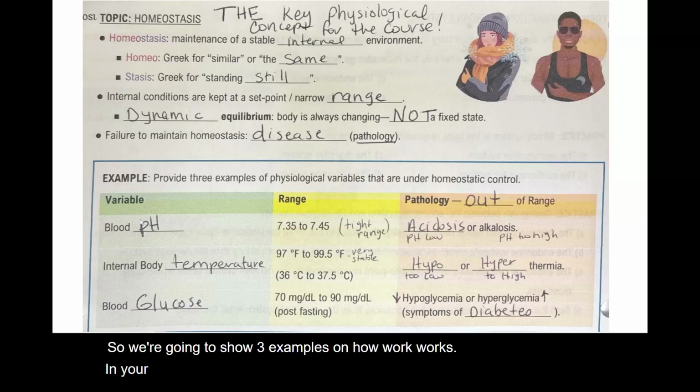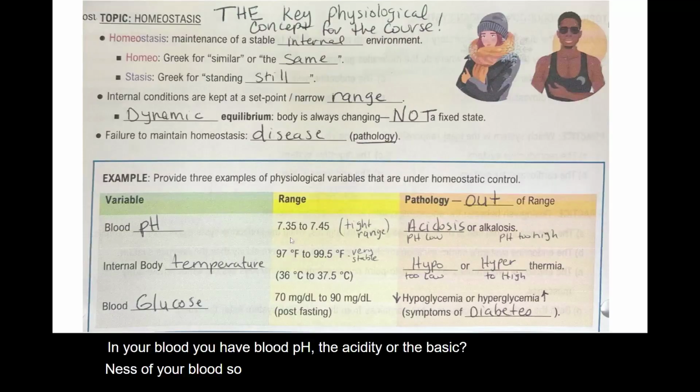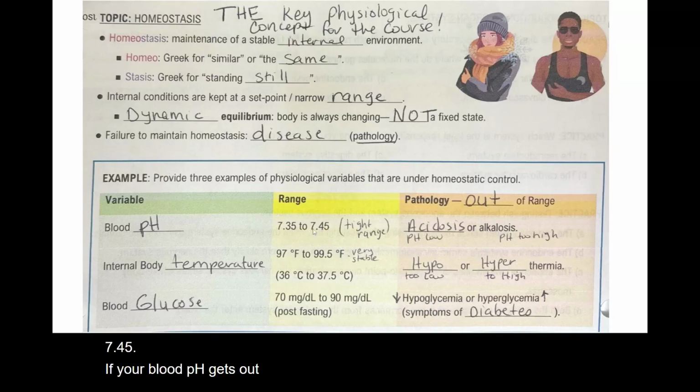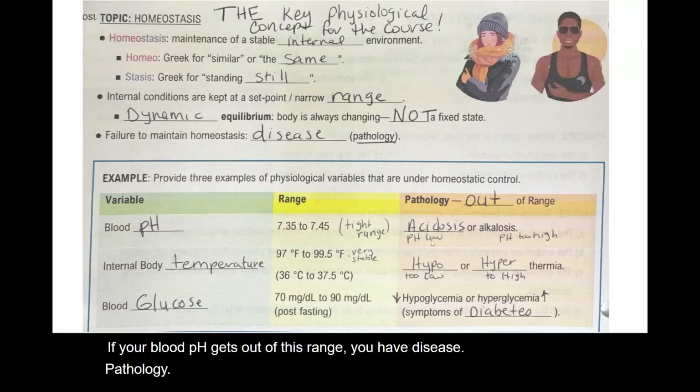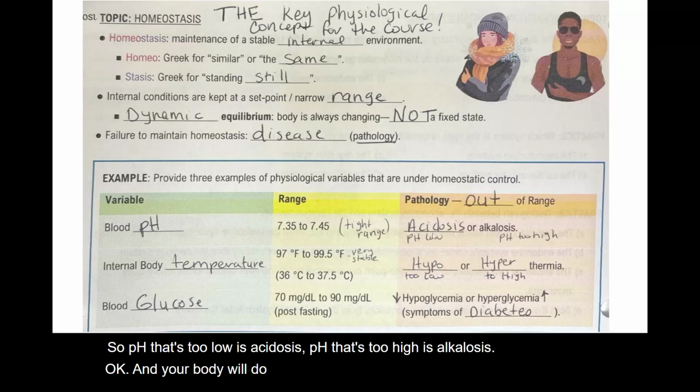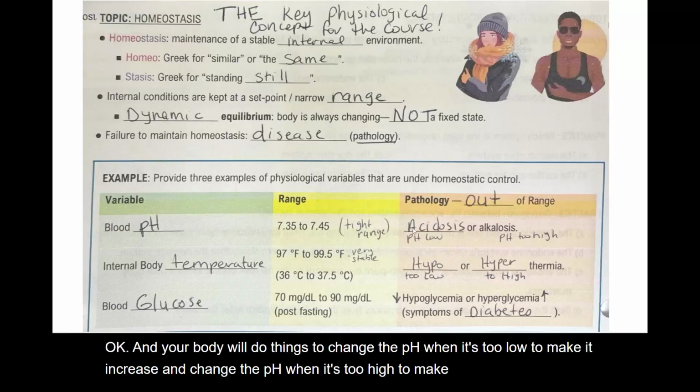In your blood, you have blood pH, the acidity or the basicness of your blood. So the range, which is a very small, tight range, is 7.35 to 7.45. If your blood pH gets out of this range, you have disease, pathology. So pH that's too low is acidosis. pH that's too high is alkalosis. Okay? And your body will do things to change the pH when it's too low to make it increase, and change the pH when it's too high to make it decrease.